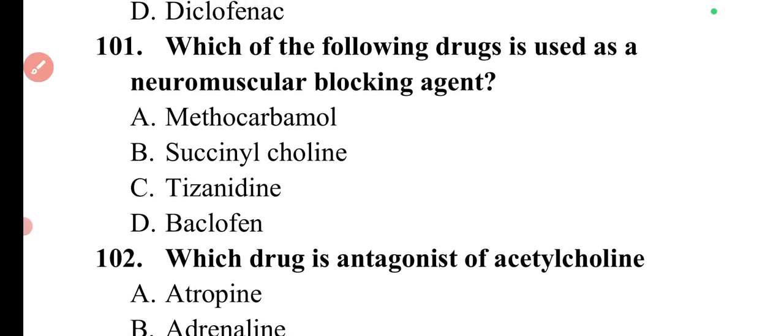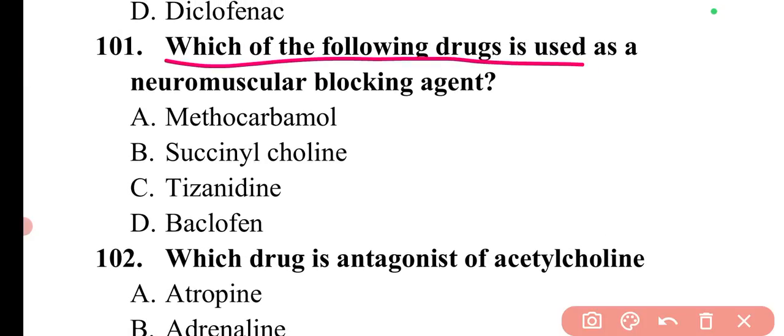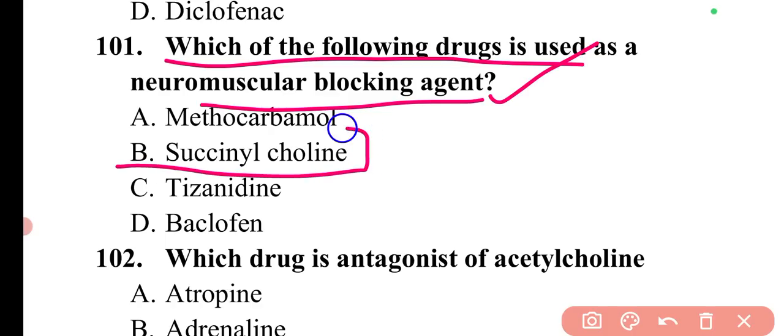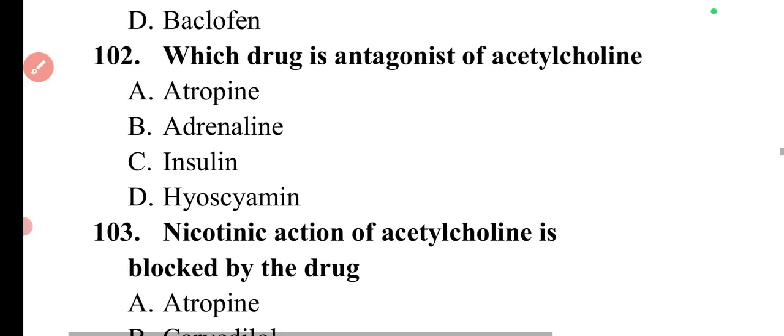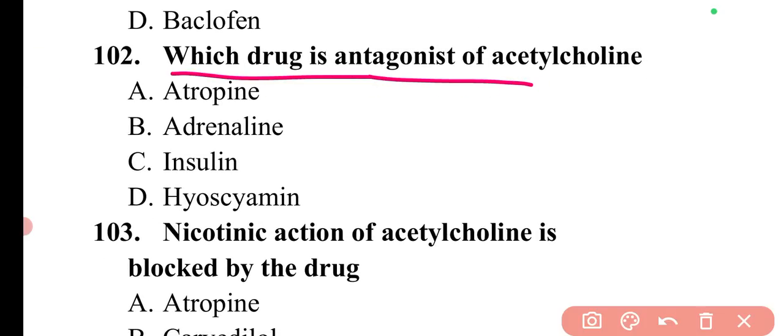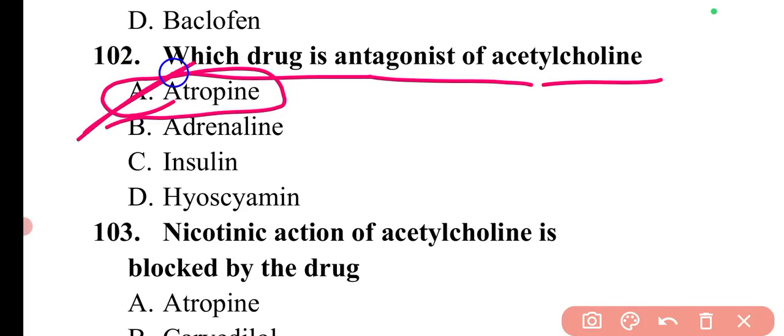Next question is, which of the following drugs is used as a neuromuscular blocking agent? So the neuromuscular blocking agent includes succinylcholine. So here option B is correct. Next question is, which drug is antagonist of acetylcholine? So the drug which is antagonist of acetylcholine is atropine. So here option A is correct.